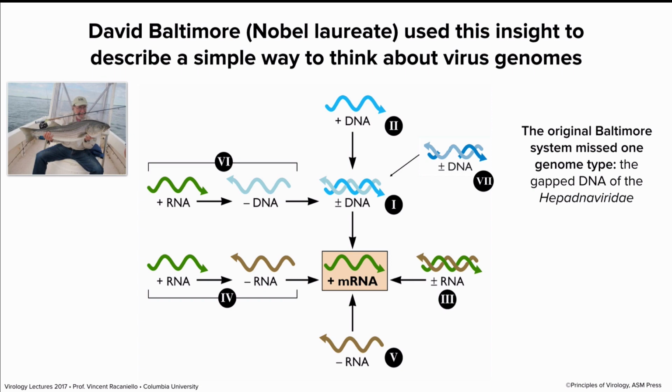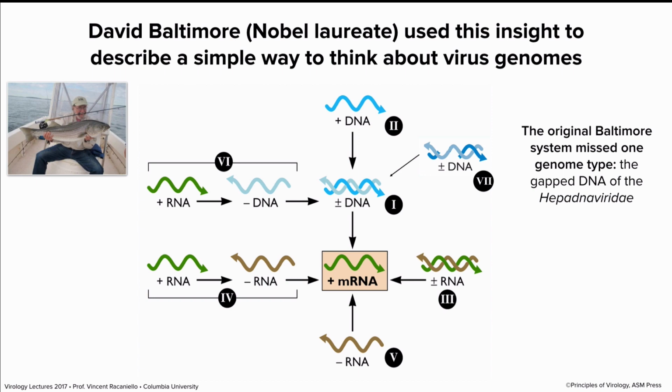So he put mRNA in the middle, and he said, let's then draw the 6 genome types, or 7 genome types, and trace how we get to mRNA. And this way you can understand immediately how every virus replicates. So all you have to do is learn this scheme, and a great deal of virology is accessible to you. So for example, let's take viruses with double-stranded DNA. Right there, that's class 1. They can go directly to mRNA.